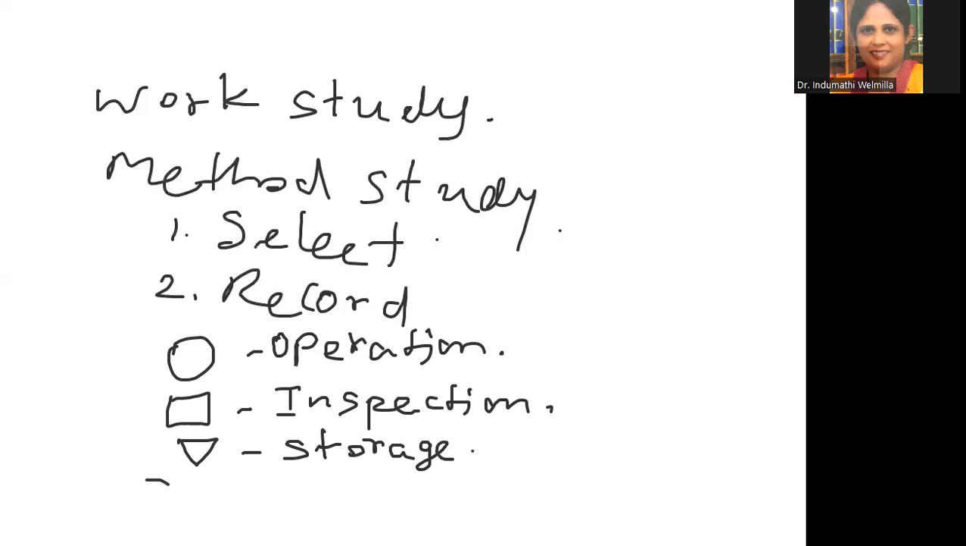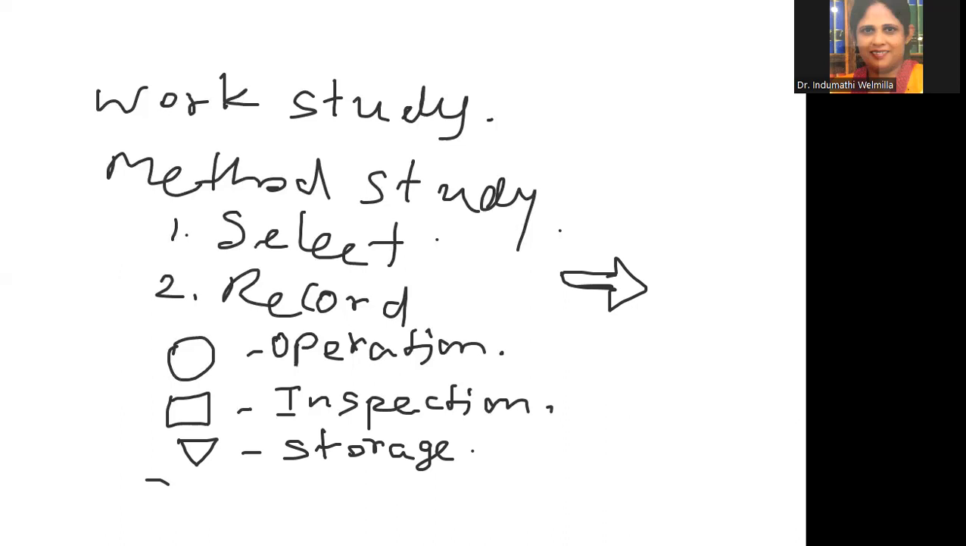Okay. So it represents retention of materials, product or documents, right? As an example, documents filled in a filing cabinet. Another symbol that we can use is an arrow like this. We use the arrow to show transport, right?